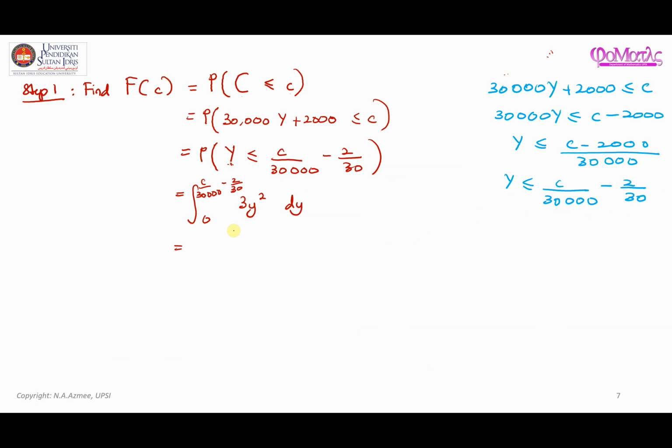Next, 3 is a constant. We can take it out. And this is quite easy. We just do it straight away. So here we have the result 3y to the power of 3 over 3, and the limit is such. The 3s cancel out. Next, what we have is the result, C over 30,000 minus 2 over 30 to the power of 3. So that is our big F.